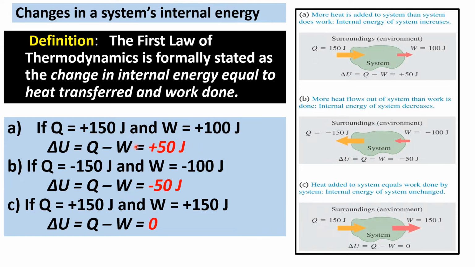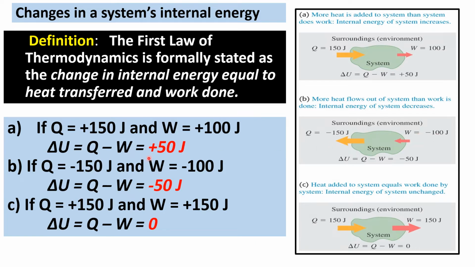And the positive 50 joules of delta U simply means that the system has increased its internal energy by that much. What if, in letter B, the system gives off or liberates 150 joules of heat? Look at the arrow, it is directed away from the system. Then an outside agent is doing work on the system, represented by an arrow pointing into the system. And the work done by an outside factor is equal to 100 joules.